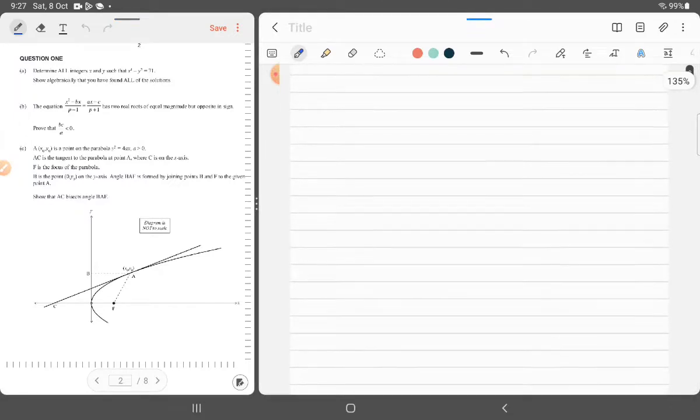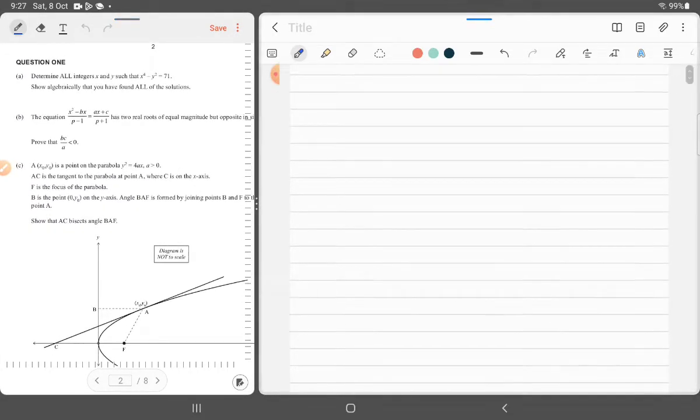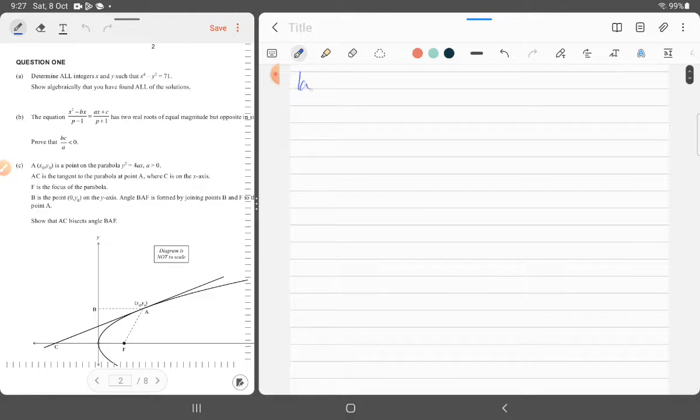Question 1a. Determine all integers such that x squared take away y squared, x to the power 4 take away y squared equals 71. Show algebraically that you have found all of the solutions. So the key word in this question is integers.